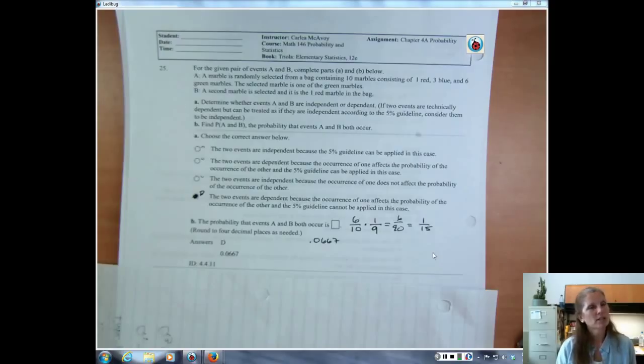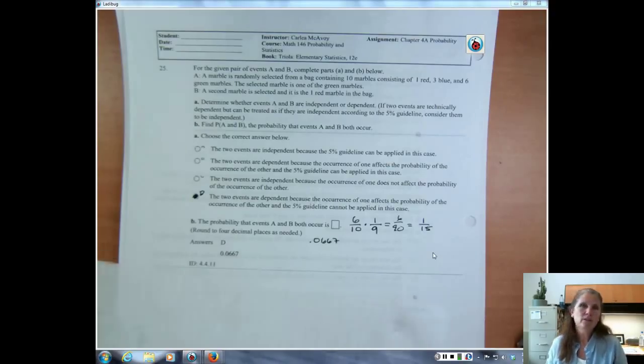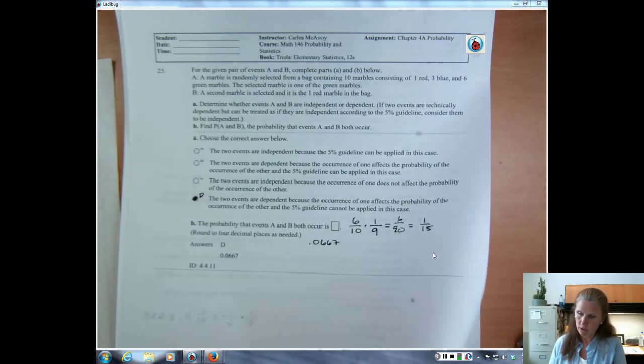Okay, so 6 over 90 is 1/15, which is 0.0667 rounded to 4 places. I don't really get why sometimes it's 3 places, sometimes it's 4 places. It seems random. But anyway, that's what they're asking for, so we're going to go with that.